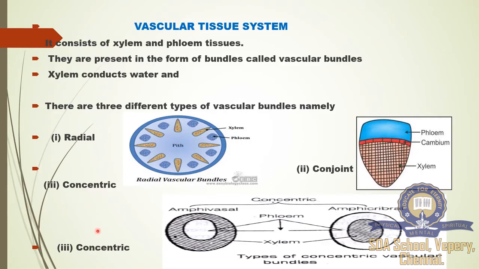Next, concentric. Here we have a diagram of a concentric vascular bundle. It has two types, amphivasal and amphicribral. See, phloem, then xylem. How are they present? It has the same structure, but the filling is different. So these are the different types of vascular bundles. These help in the transport of food and water to the plants.